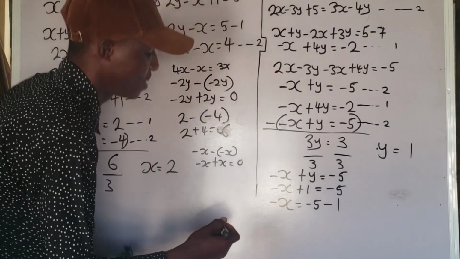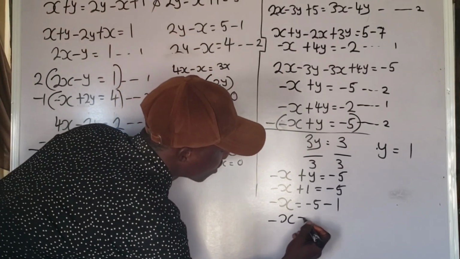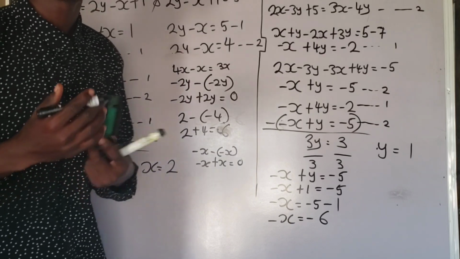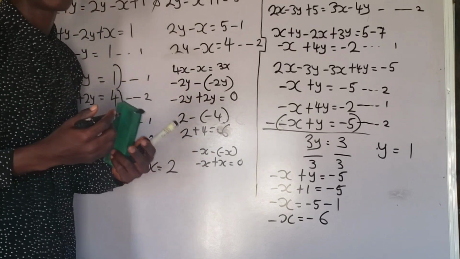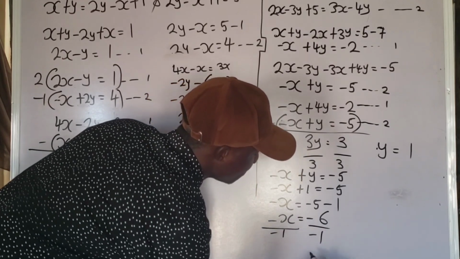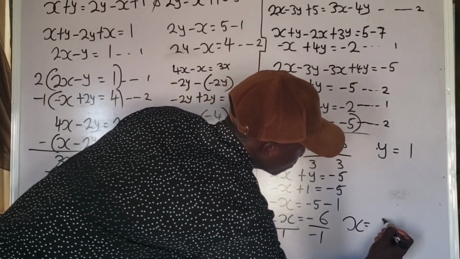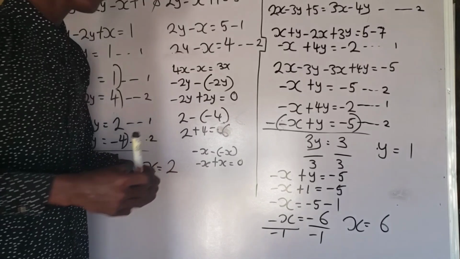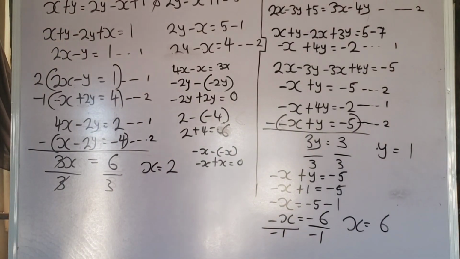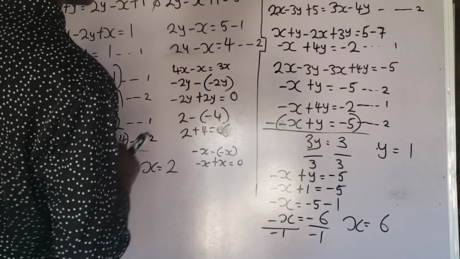So the next step is to divide. For this, I'm going to have negative x is equals to negative 6, because negative 5 minus 1 will give us negative 6. Now, I'm going to divide both sides by negative 1. So x is equals to 6. You understand? So the value of y and x that satisfy this equation is 1 and 6 respectively.